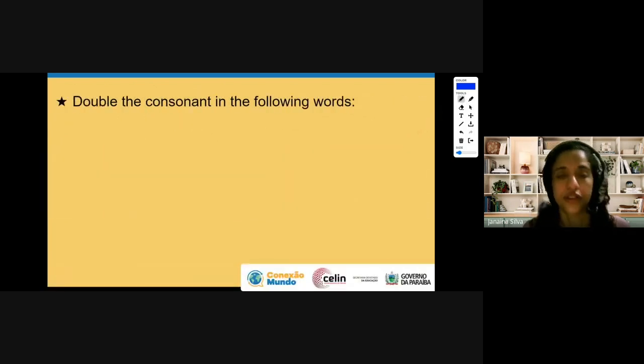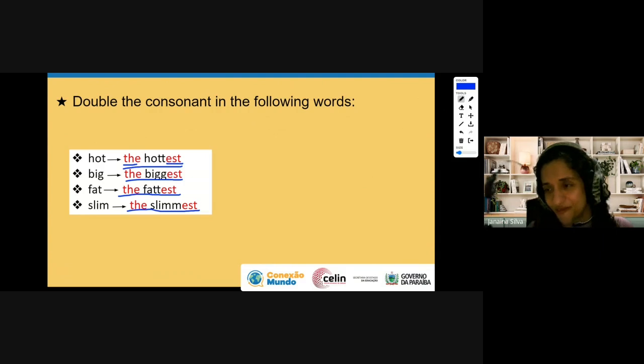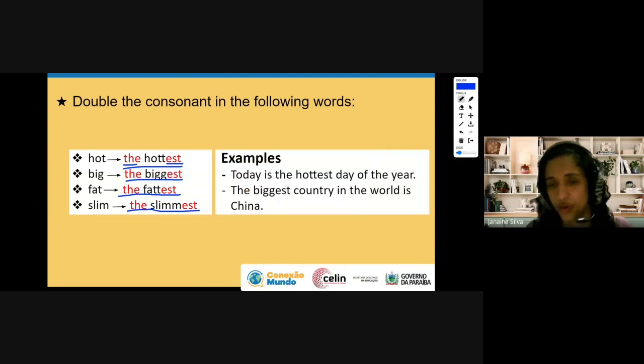If you have an adjective that ends in a consonant, vowel, consonant, you need to double the last consonant. And this time you're going to add the and est, as it is a superlative form. So hot becomes the hottest, big, the biggest, fat, the fattest, and slim, the slimmest. Let's read some examples. Today is the hottest day of the year. The biggest country in the world is China.